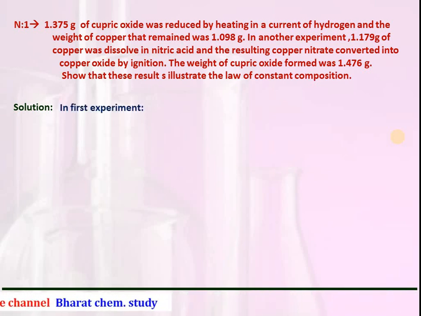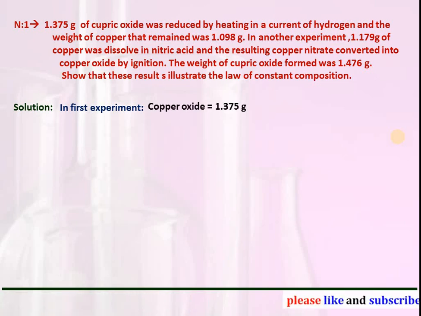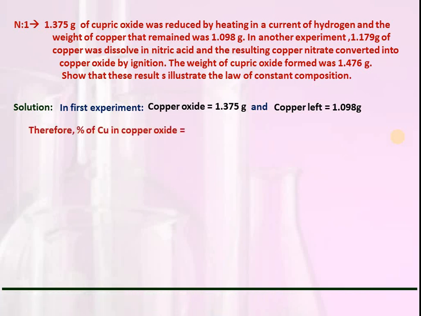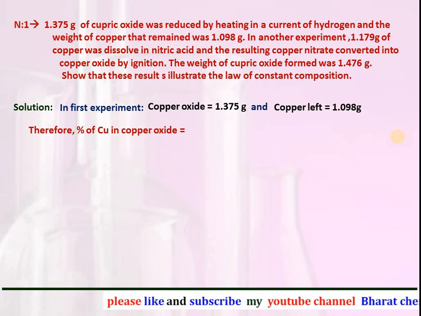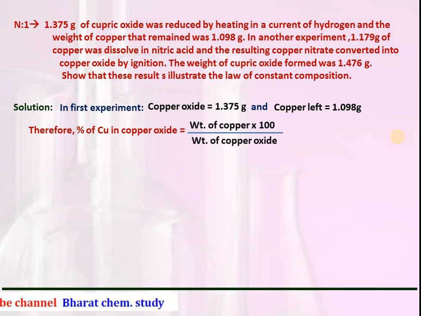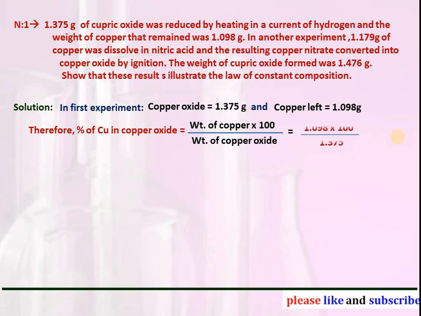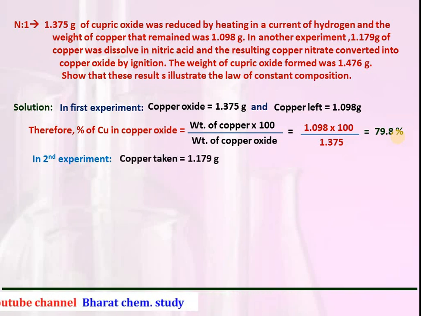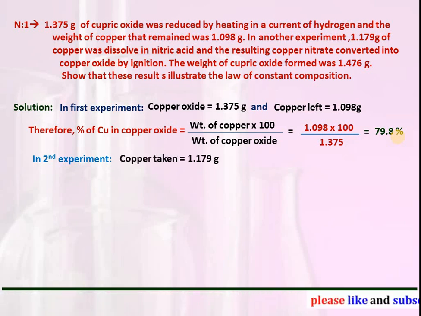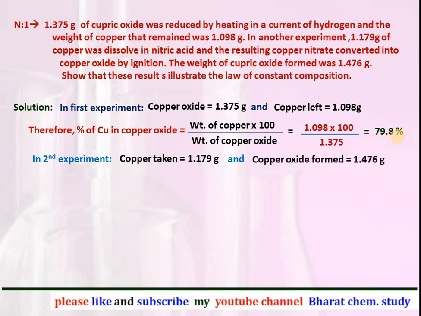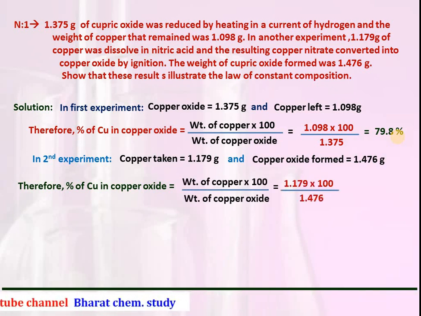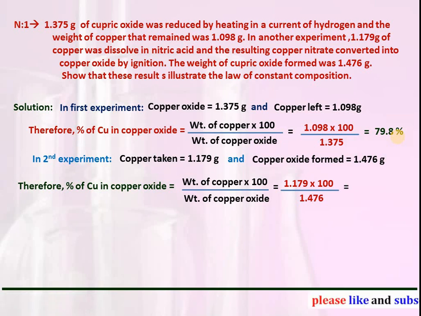Let's see. In the first experiment, copper oxide was 1.375 gram and copper left is 1.098 gram. The percentage of copper in the copper oxide in the first experiment is calculated as weight of copper multiplied by 100 divided by weight of copper oxide. On putting in the values, the answer comes to 79.8%. In the second experiment, the copper taken was 1.179 grams and the copper oxide formed is 1.476 gram. Therefore, the percentage of copper in the copper oxide of the second experiment is 1.179 into 100 divided by 1.476, which is equal to 79.8%.